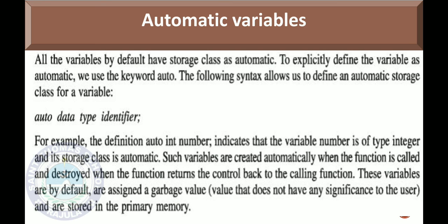And this variable can even be assigned a garbage value. What is the garbage value? The user has not provided a value, but automatically some value will be stored in the variable. So these things can happen with the auto variable, the automatic storage class. Here they are stored in the primary memory. So whenever you declare the variable as an auto storage class, it will be stored in the primary memory. So this is about the automatic storage class.